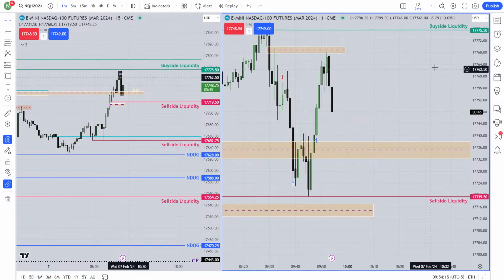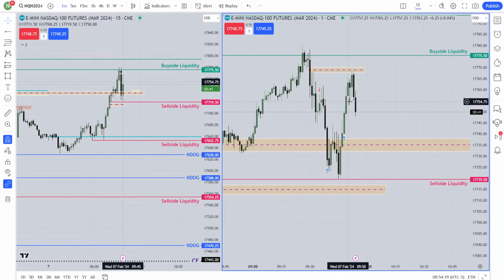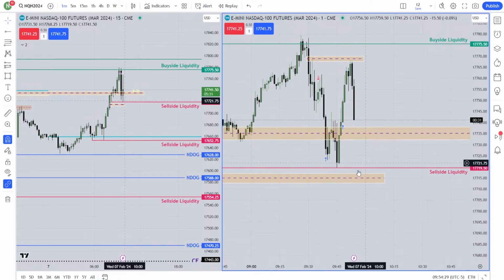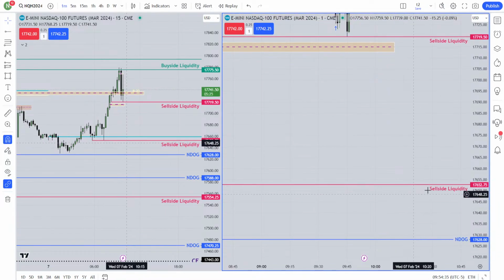Am I going to take another short? No, I'm not willing to take another short. I would love to see how it reacts around that area because the market has taken some liquidity. This is a very nice market structure shift. This fair value gap, if it fails to hold the price, this sell side liquidity is going to tap. I'm not interested in taking this entry. I will go for that sell side liquidity.